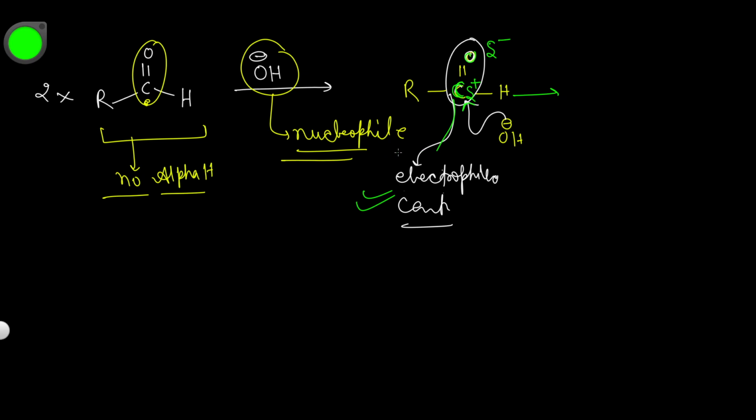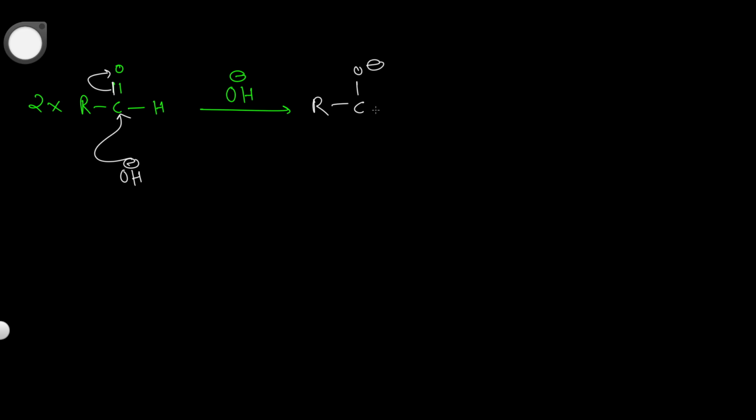Let me erase all this. Now you have two molecules of aldehyde that has no alpha H, and we have taken here OH minus as a nucleophile, and you all know that this OH minus will work as a nucleophile, and it will attack on this carbonyl center, and when it attacks, this pi bond will shift onto the oxygen as a negative charge, and you will get something like this, O minus, and here hydrogen, and here OH.